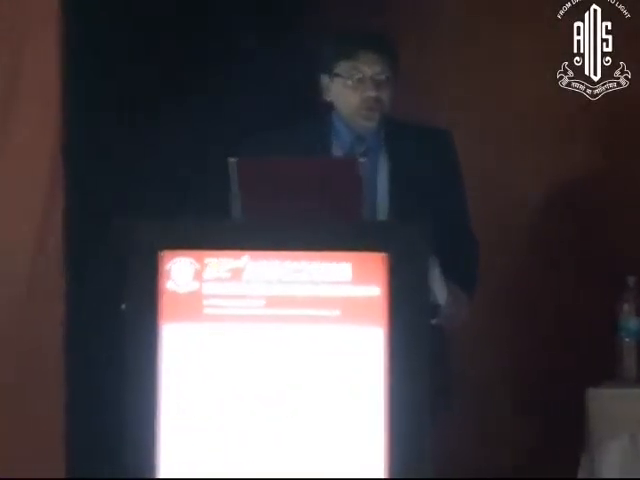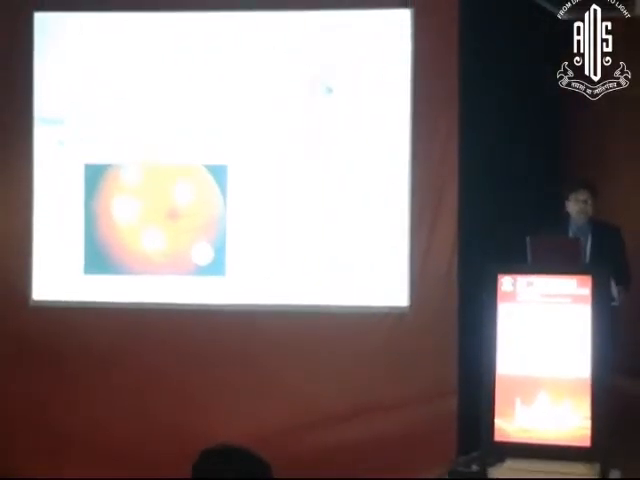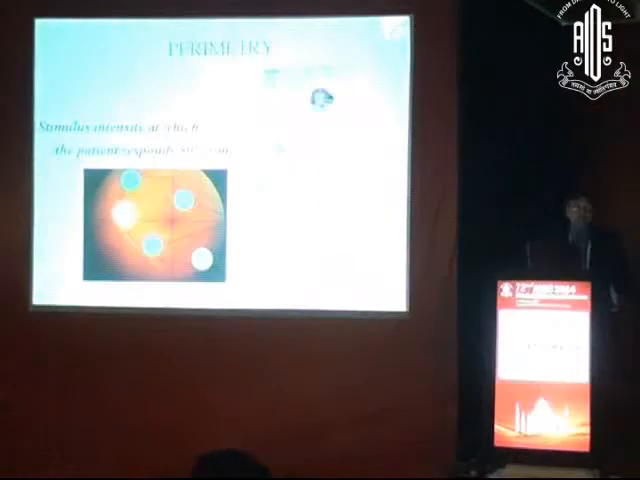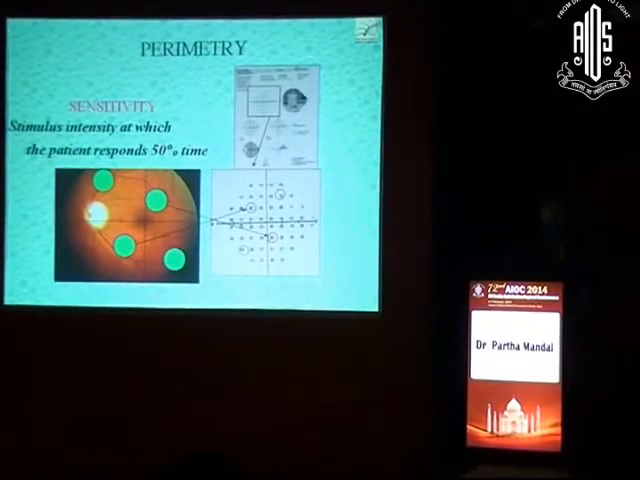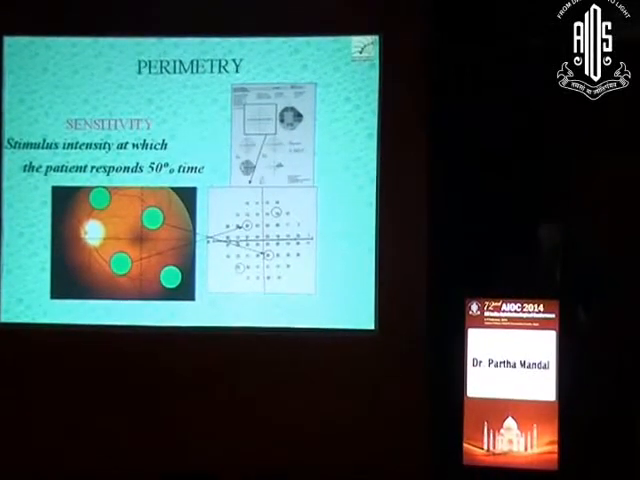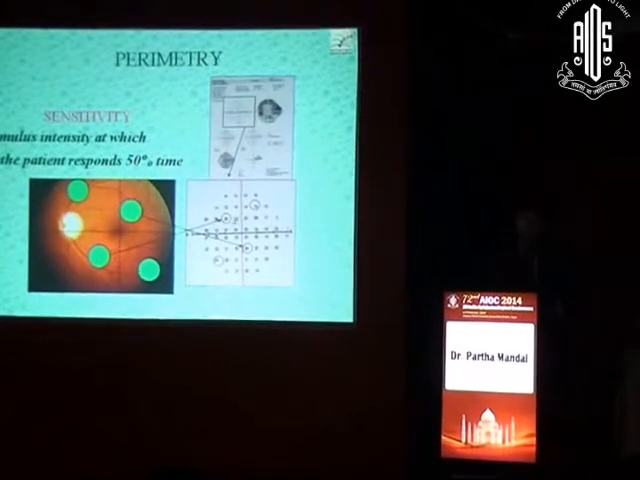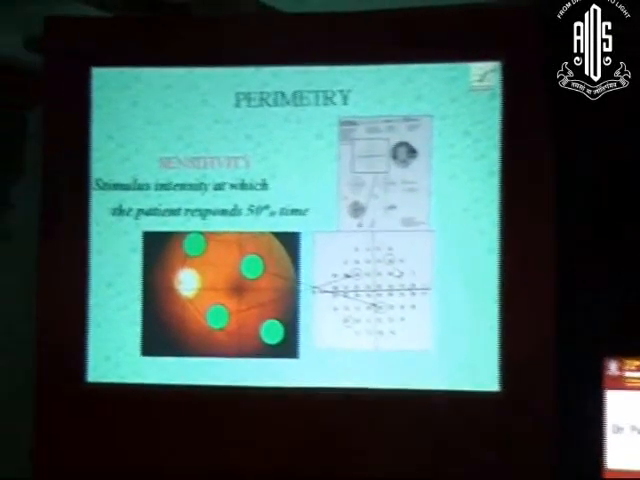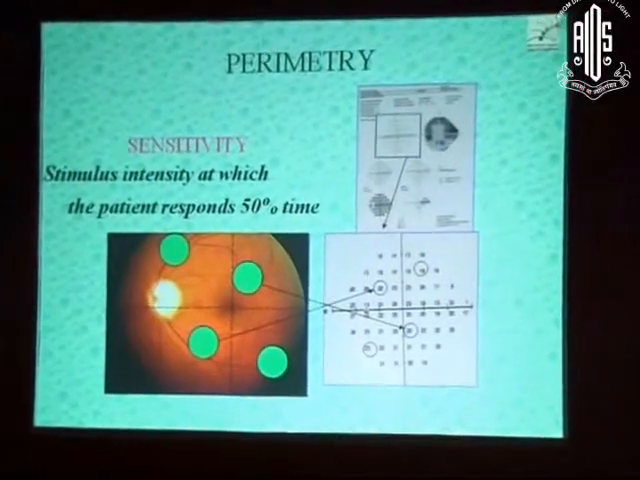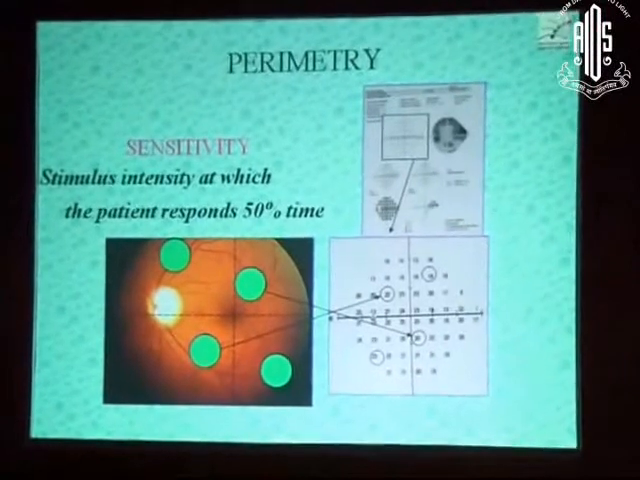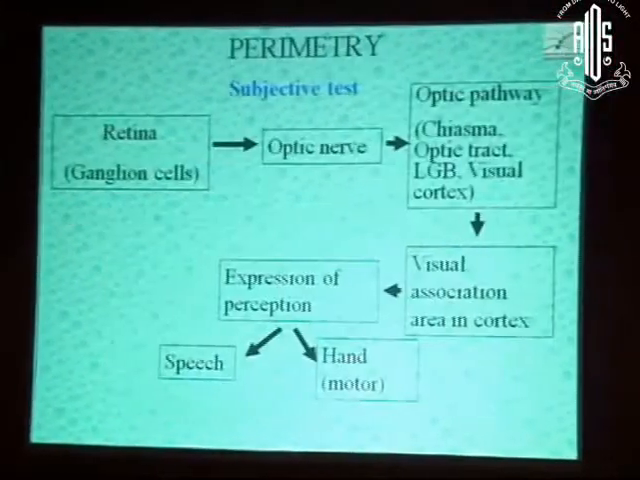Perimetry is the important tool to assess the visual function outside the fovea. It measures the sensitivity at different points of the retina, and finally you will get a printout where the measured sensitivities are written in decibel values. The sensitivity is interpreted as the decibel value of the stimulus intensity at which the patient is likely to respond 50% of the time.